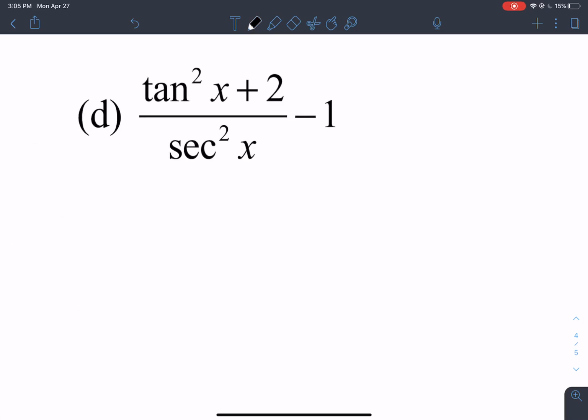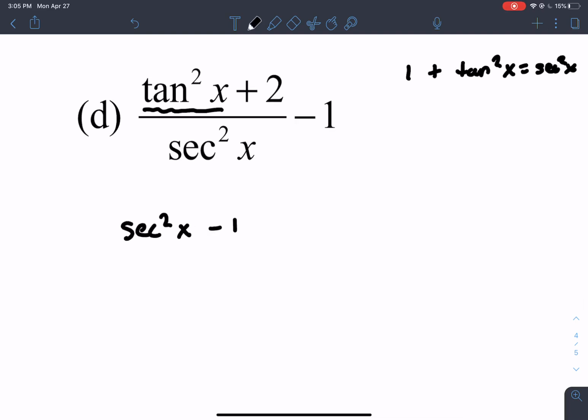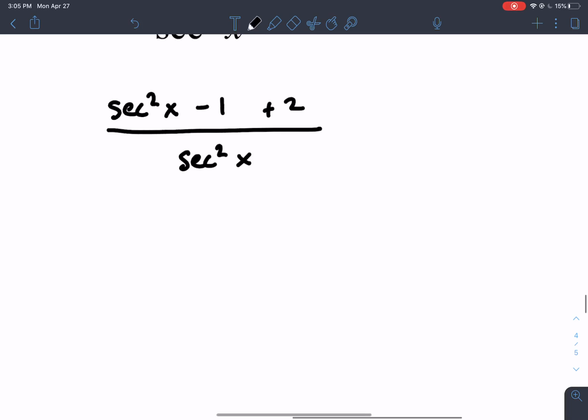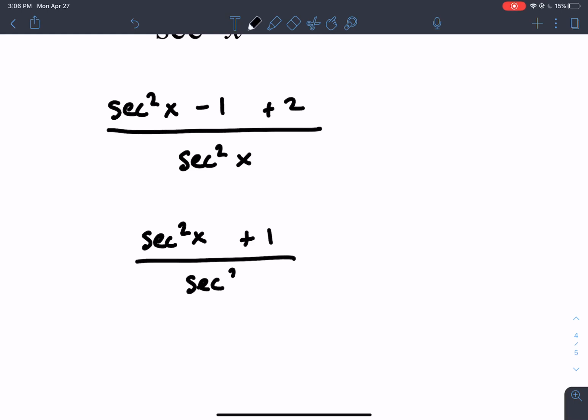All right, now the last one. So again, like I said, it's probably easiest to put everything in the same term with each other. So what's a way that I could change tangent squared so that it's in terms of secant? 1 plus tangent squared is secant squared, so if it's just tangent squared, we know that it's secant squared minus 1.